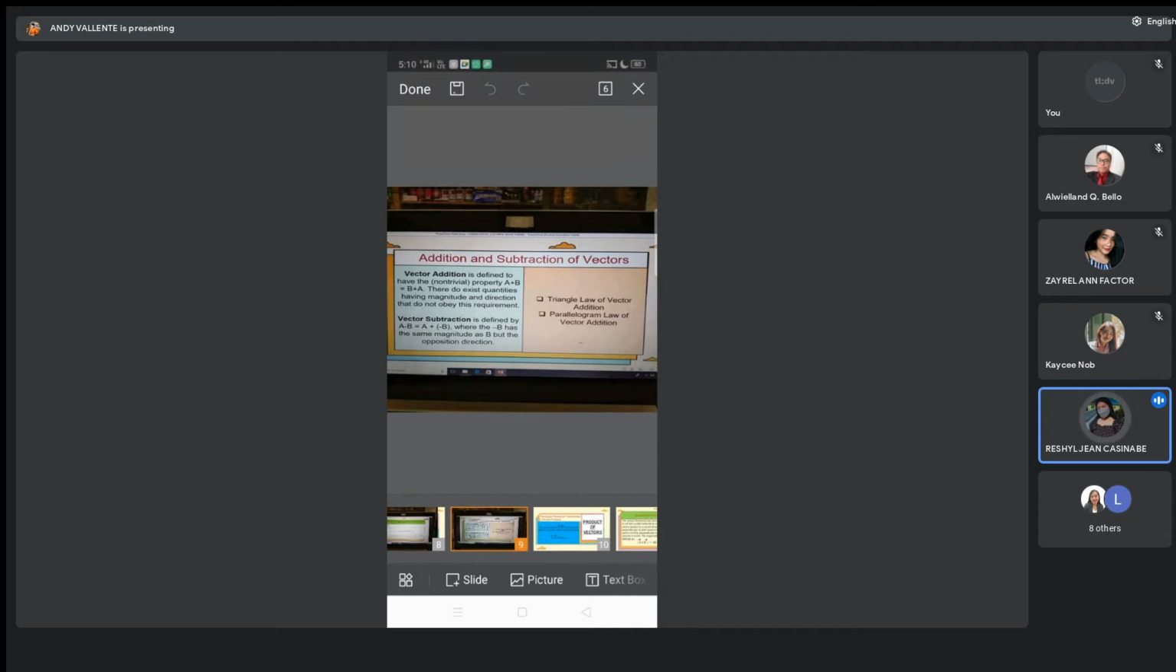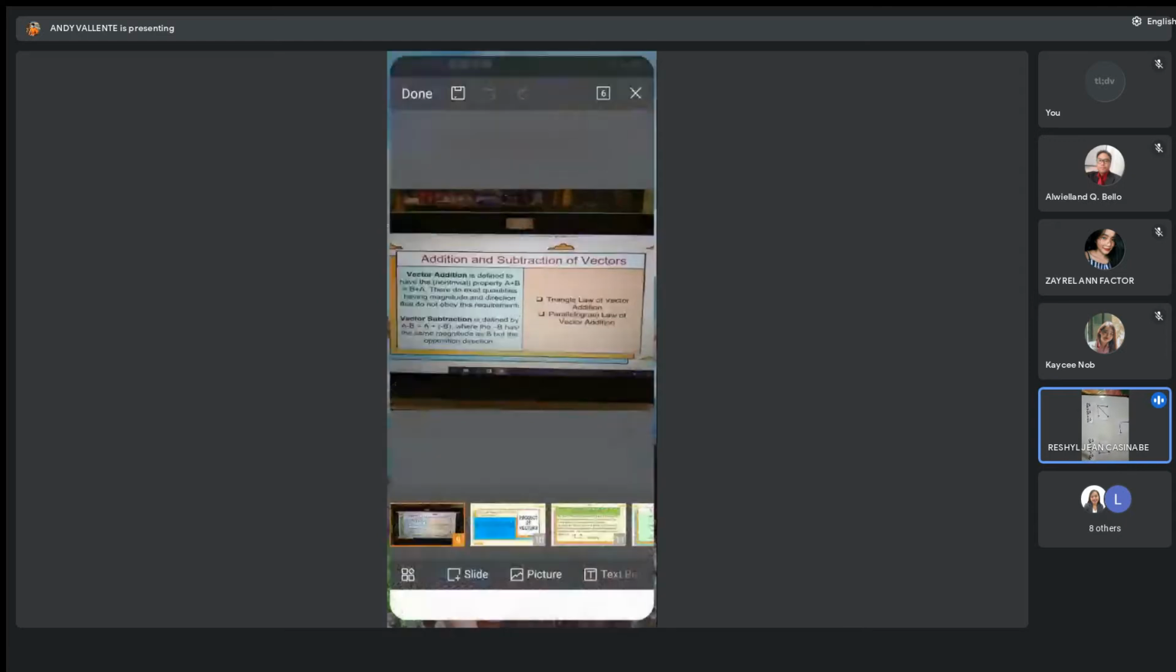As we go along in our discussion, we will further learn how to apply these laws of vector addition. So we will have first the parallelogram law of vector addition. To find the sum of these vectors, it doesn't matter which of the two laws we apply, the parallelogram or the triangle law of vector addition, because we get the same answer.